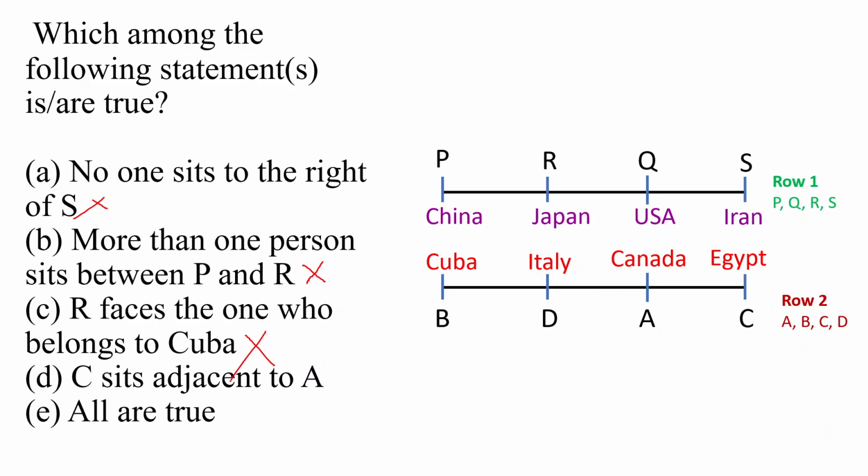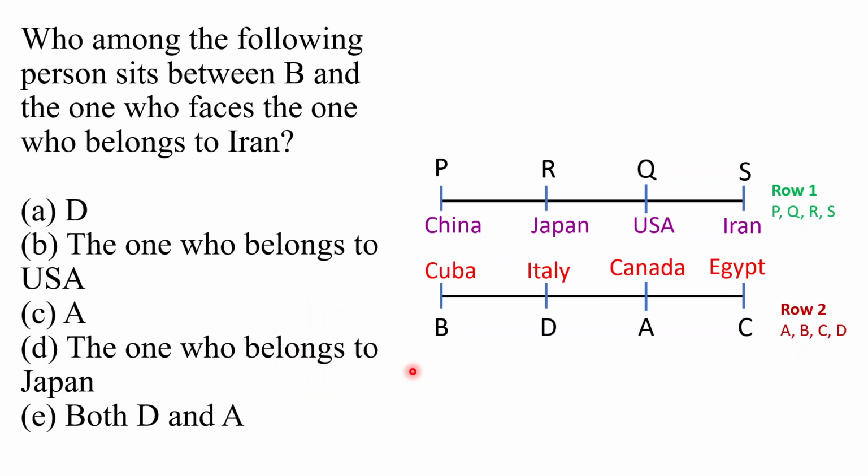Now the next option is, C sits adjacent to A. In this sitting arrangement, you can see that C sits adjacent to A. So our option number D is correct. C sits adjacent to A. Now let's check the answer. See, we got the correct answer, students. Let's move on to the next question.